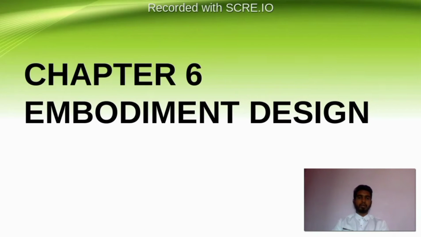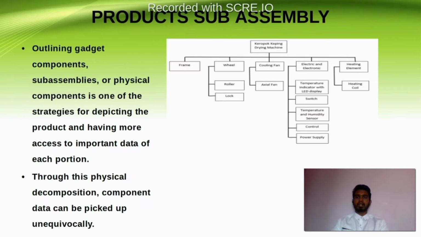So the chapter 6, embodiment design. To elaborate further, it is about the product sub-assembly, which outlines gadget component sub-assemblies or physical components as one of the strategies for dispatching the product and having more access to the important data of each portion. Through this physical decomposition, component data can be picked up accurately.